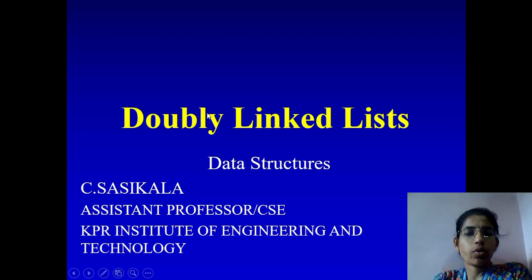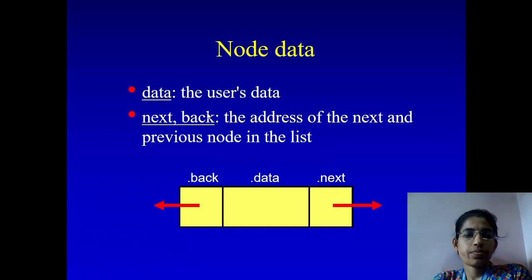Friends, today our topic is a doubly linked list in data structures. A doubly linked list is nothing but a collection of nodes, the same as in a singly linked list. The same concept is used here. This is also an abstract data type. A linked list is a collection of nodes, but in a doubly linked list the node has a different format.